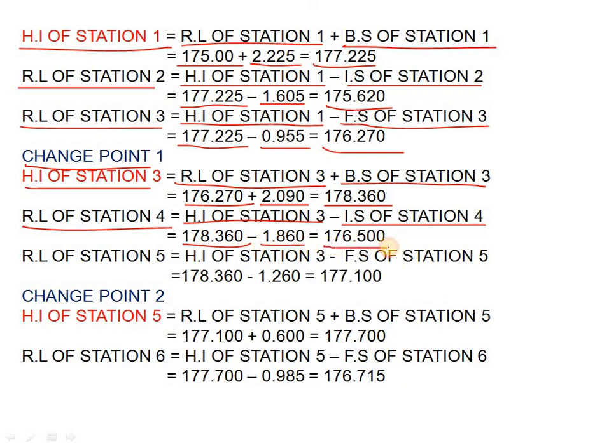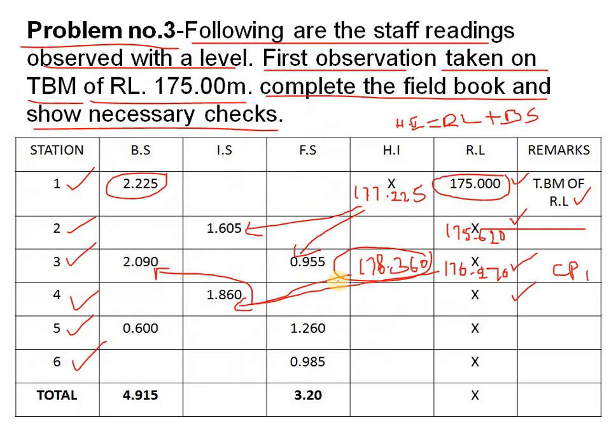We will get the answer as 176.500. So you write here RL of station 4 as 176.500. We have now got the RL of station 4. Now let us calculate the RL of station 5.